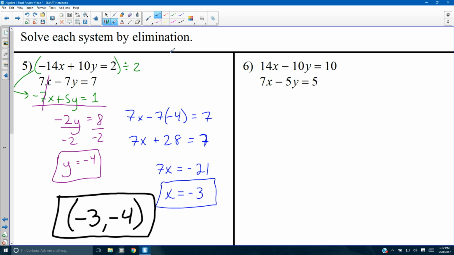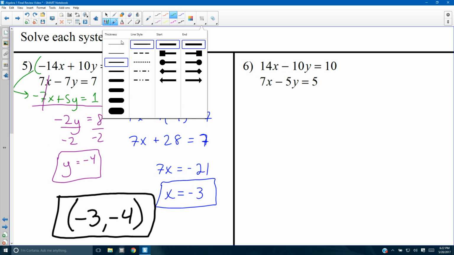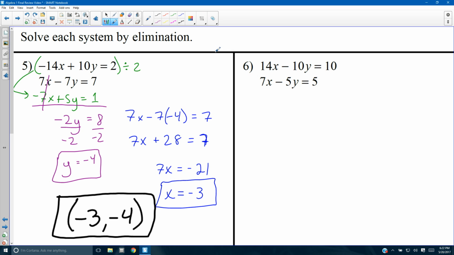Okay, number 6. Going back to that notion of what we said last time here, look to see if you have additive inverses from the onset. Apparently we don't. You might already see something a little strange with this problem, because I kind of do too. Then you say, okay, well, let's create additive inverses.